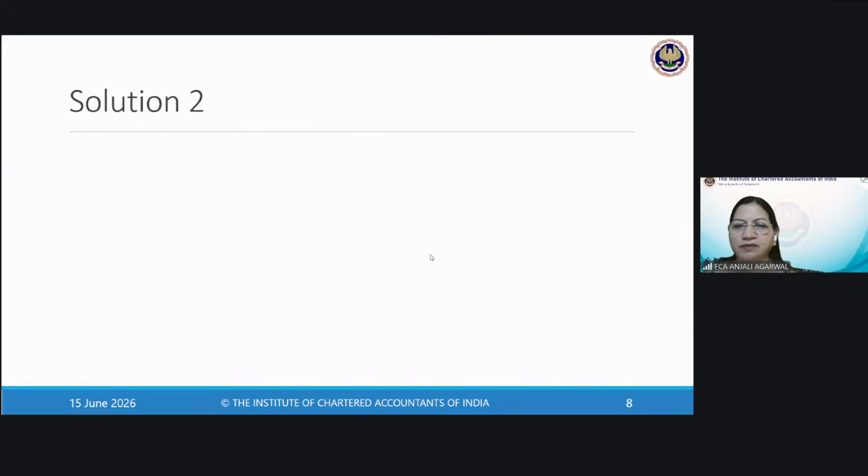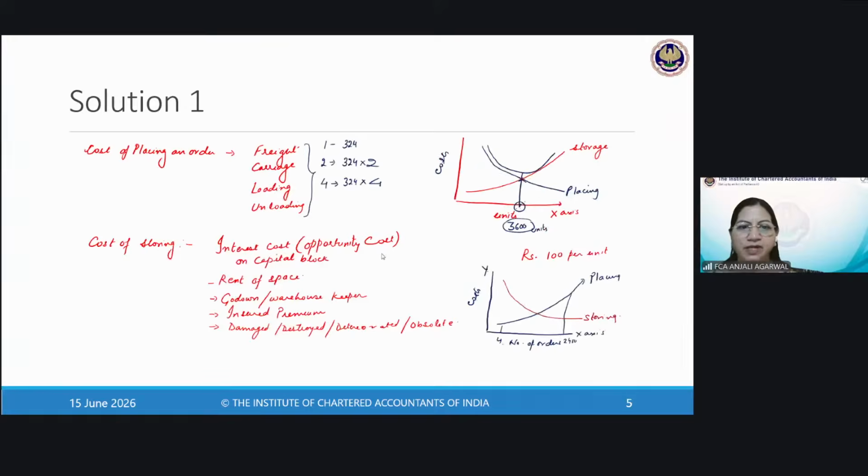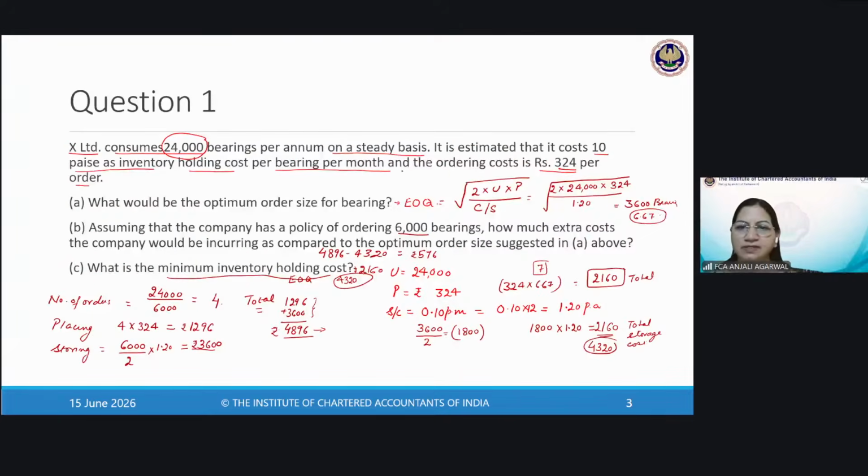Now, supposing in the previous question, again, I'm coming to that. It was said that 6,000 bearings are to be ordered. How much extra cost? We found that the extra cost was 576. This can also be asked in a sense that how much should be the discount offered by the vendor so as to lure you or to induce you to order 6,000 bearings. So if the vendor is ready to offer us a discount of 576 rupees at least, we may think about shifting from 3,600 bearings to 6,000 bearings.